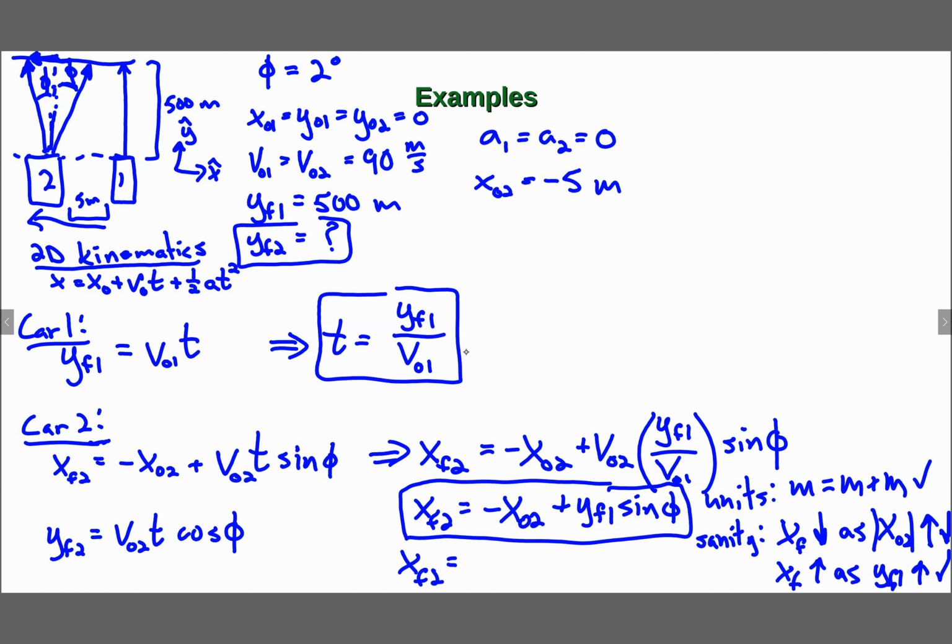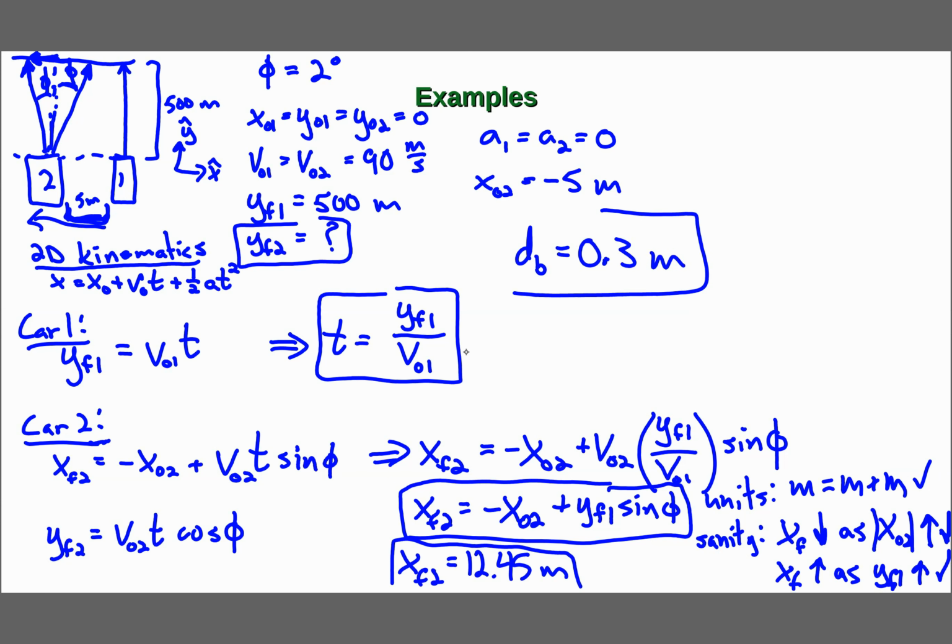Okay, and this gives us a final x position of 12.45 meters. This is much further than the 5 meters between them. And remember that he was only 0.3 meters behind, right? That's much less than a car. So if he went this far over and he was never more than a foot behind, yes, they would collide.